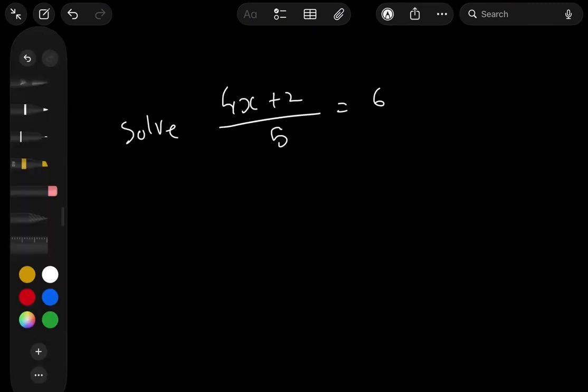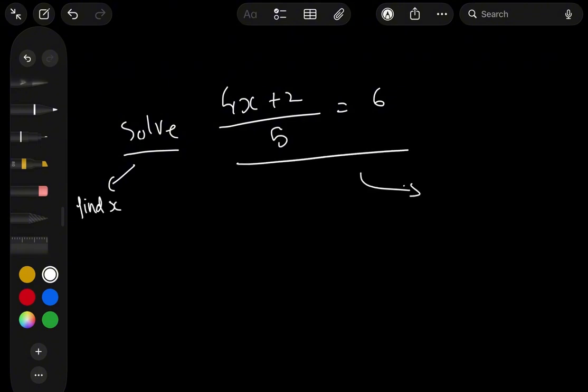There's the answer. In this situation, don't get bombarded by all the numbers. It's still the same method. Solve. Solve means to find x. That means we can think of what's happening to x. In this situation, x is being multiplied by 4, added to 2, then divided by 5.